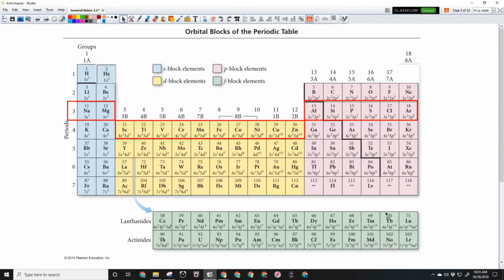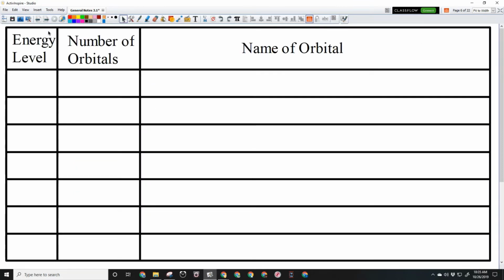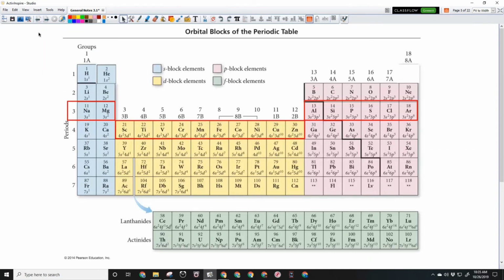How many do you think there are down here? Well, if you said 14, you'd be right. 1, 2, 3, 4, 5, 6, 7, 8, 9, 10, 11, 12, 13, and 14. And those are the S, P, D, and F blocks. Okay? All right. And so looking at the periodic table, we also have energy levels.